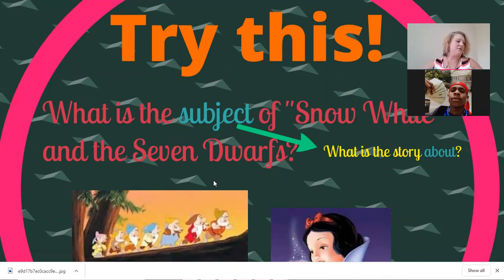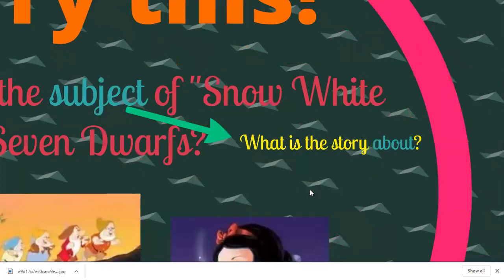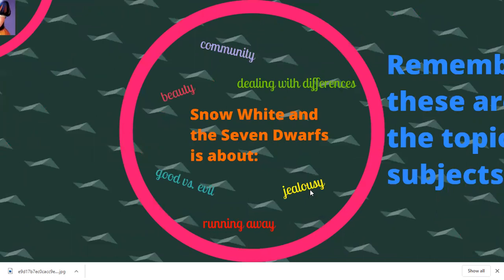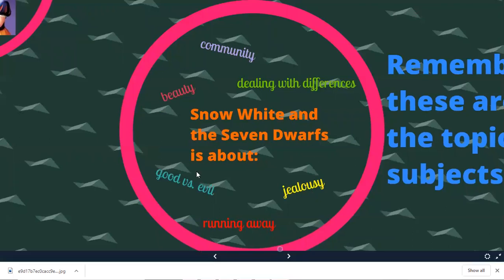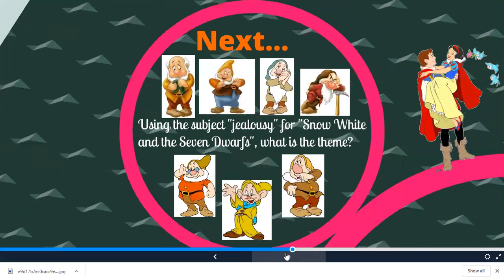All right, so the subject of Snow White and the Seven Dwarfs, what's the story about? You know, it is friendship. It's working together, right? Community, beauty, dealing with differences, good versus evil, jealousy, running away. Those are the things that are going on as a subject. So next, using the subject jealousy for Snow White and the Seven Dwarfs, what is the theme?